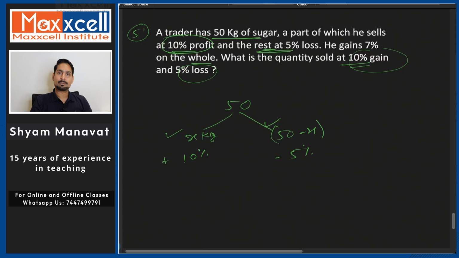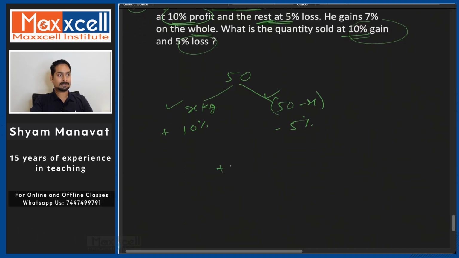Now let me explain how you can use the alligation rule here. Pay attention, very important. New learning, new lesson for you. As I said, we have to keep them in the same form. Now here we got 10% profit.